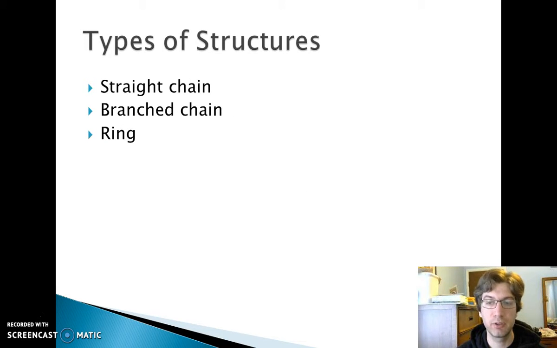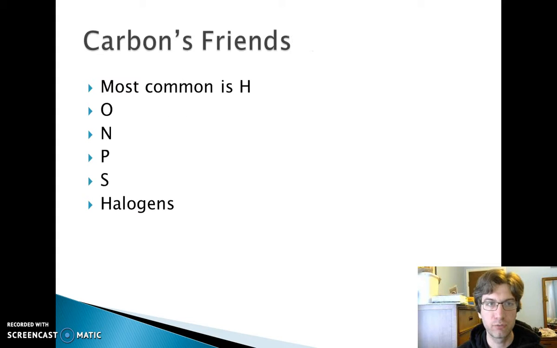Carbon has this unique ability to form different chains, and there are 3 different ways we can form these chains. Our friends for carbon, when it goes into making these chains, are normally going to be hydrogen, which is going to be the most common for when we're making our polymer. We also have oxygen, nitrogen, phosphorus, sulfur, and our halogens. They all tend to combine with carbon in chain patterns to form polymers.